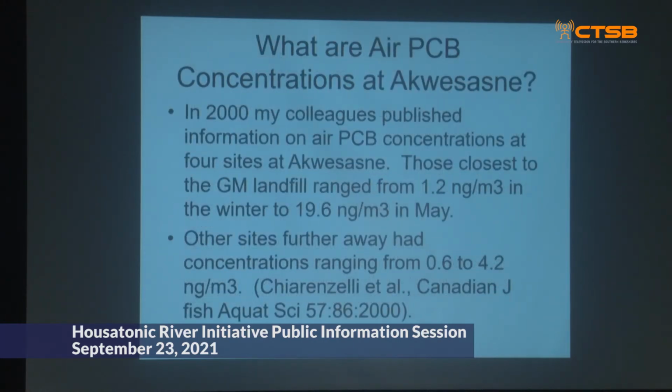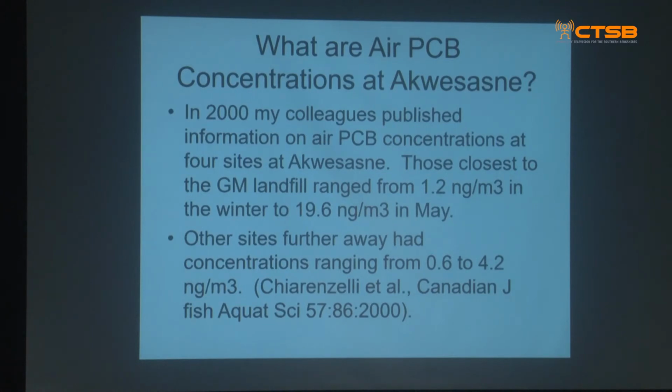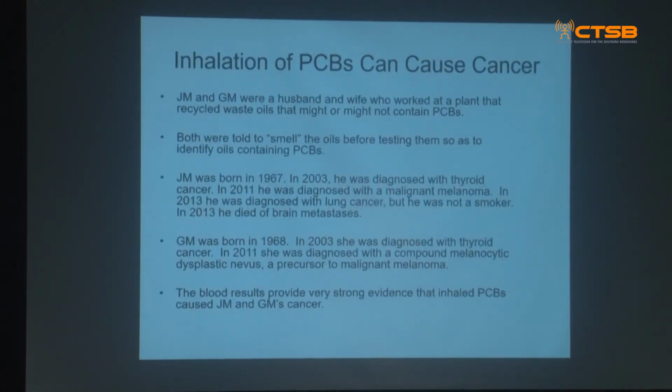All right, so what are the air concentrations at Akwesasne, the reservation there? Now, air concentrations, of course, are less in the winter and cold weather than they are in warm weather. So by the General Motors landfill, we had 19.6 nanograms per cubic meter. But at that same site in the winter, it was down to 1.2 nanograms per cubic meter. That makes sense. Other sites further away from the General Motors site had values between 0.6 and 4.2. So much above background, but not as high as at close sites to the landfill.